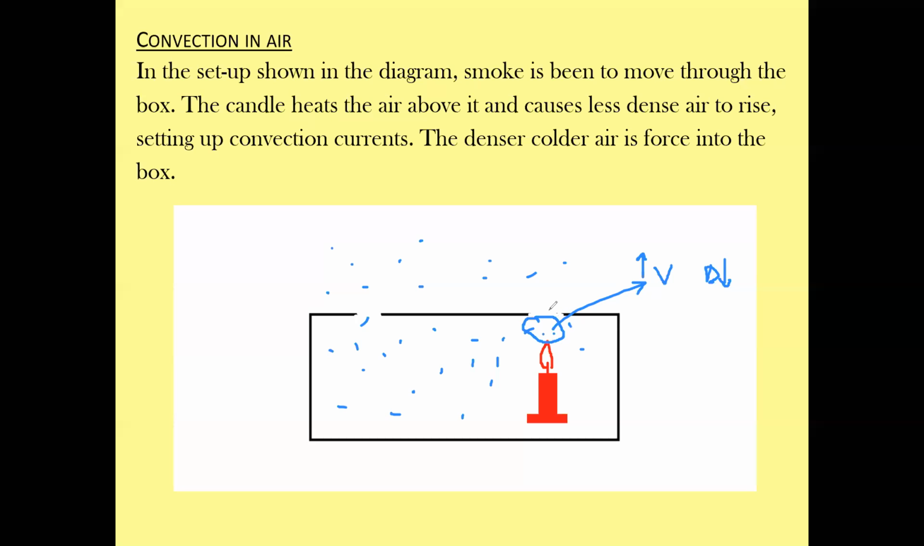As the density decreases, what will we observe? That group of particles will rise, or they will move up. So as these particles leave the flask, the container, these particles, as they absorb energy, move away from each other. So density decreases. So the group of particles will escape.